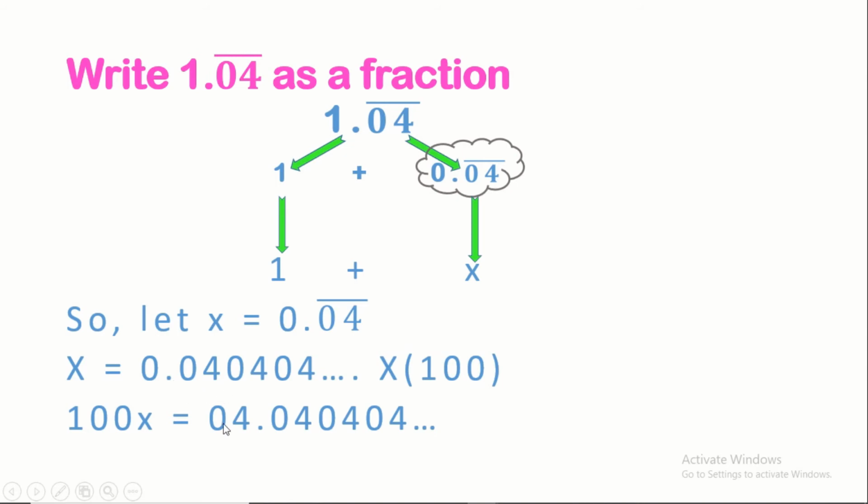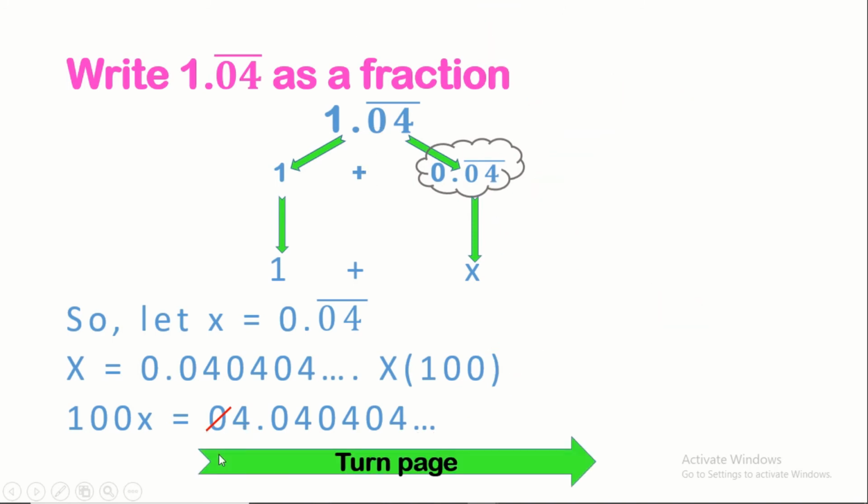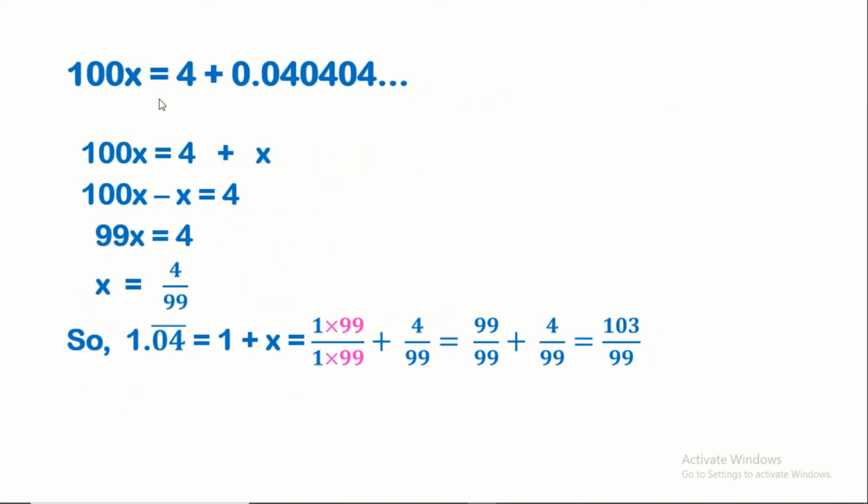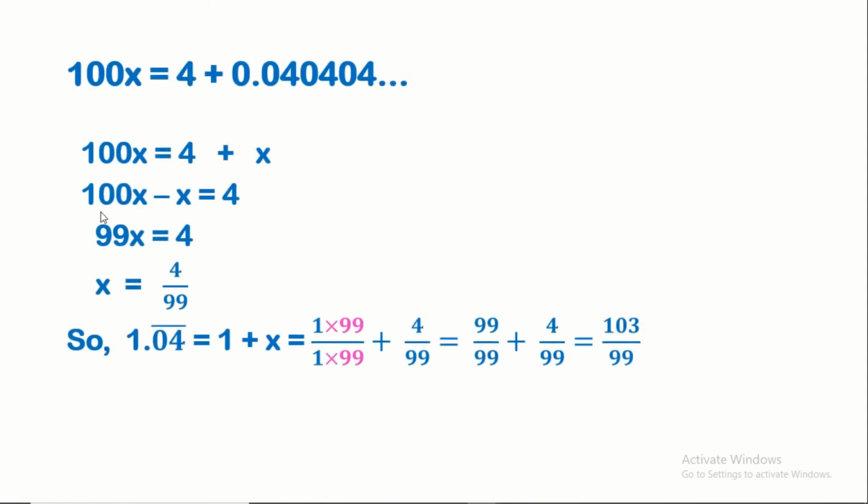So it will be 04.04. Sure, we can cross 0 on the left. So 100x equals 4.0404. Now we can isolate this 4 alone. Look at it, please. So it will be 4 plus 0.0404. Isn't it x? 100x equals 4 plus x. We solve the equation to get the value of x, which is 4 over 99.